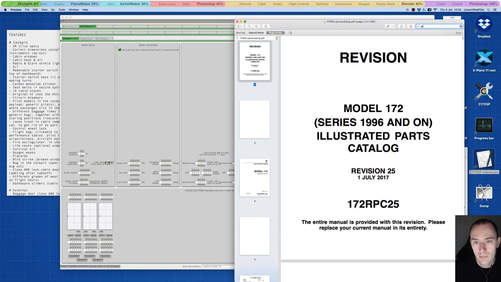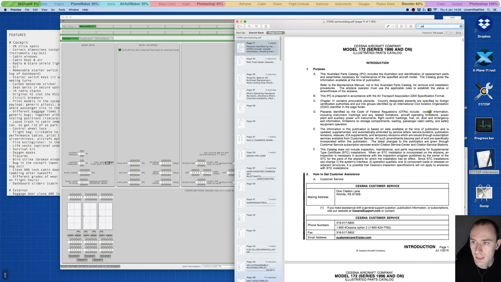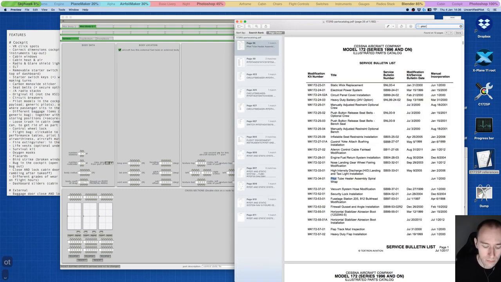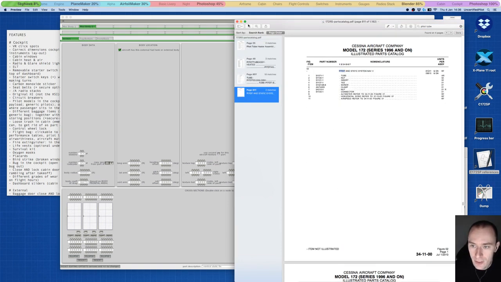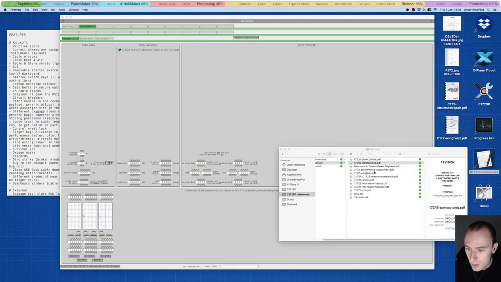Pitot tube. Pitot tube. Here, assembly spiral wrap. I don't see any pictures here. So not this manual.